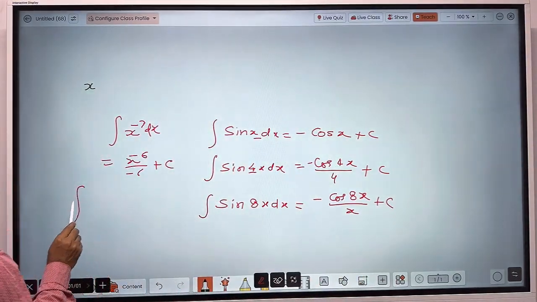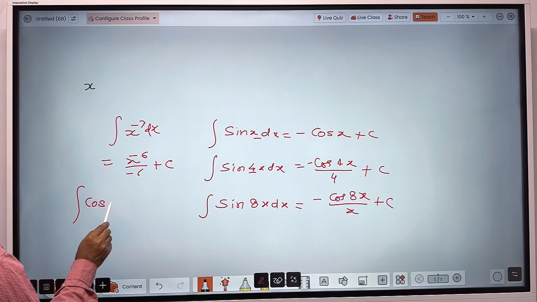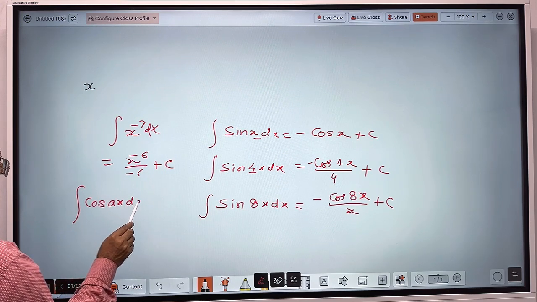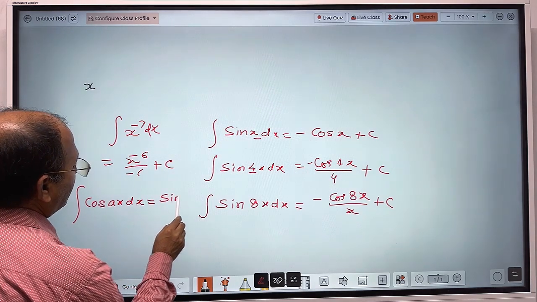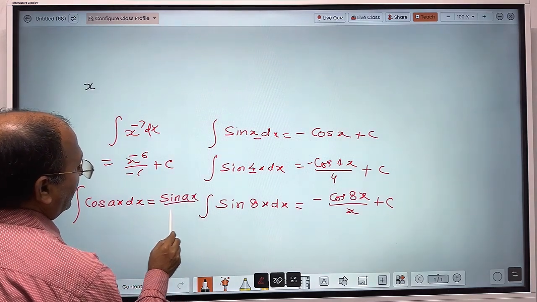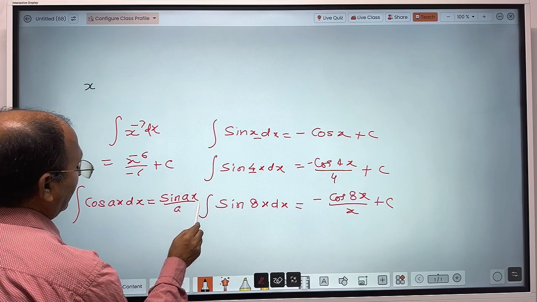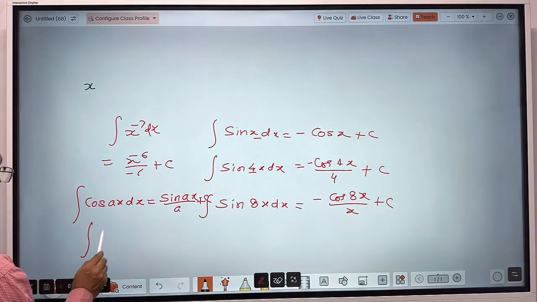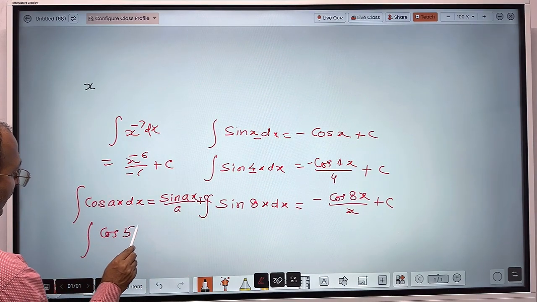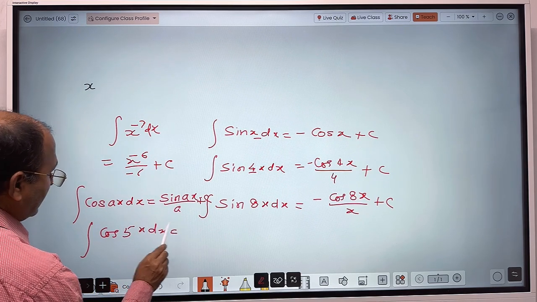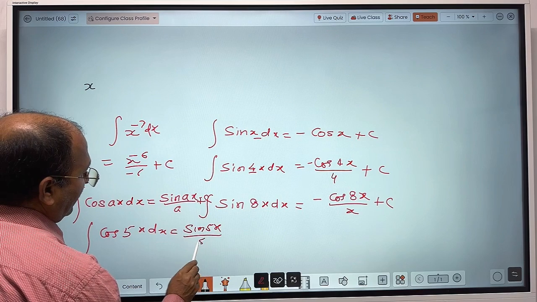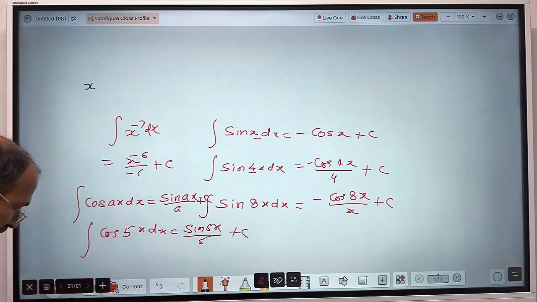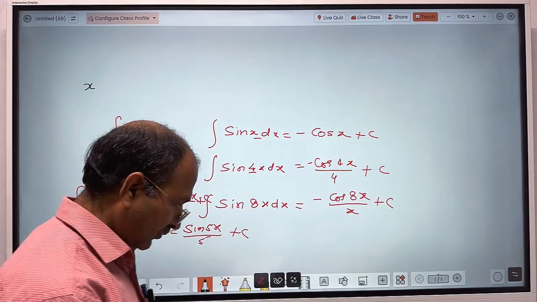Similarly for any other function, suppose you take cos of ax dx. As I told you, integration of cos x dx gives sin x. The same will happen here. This will become sin ax divided by a plus c. For example, suppose you are given cos 5x dx. In that case, it will become sin 5x divided by 5 plus c. So it is simple.